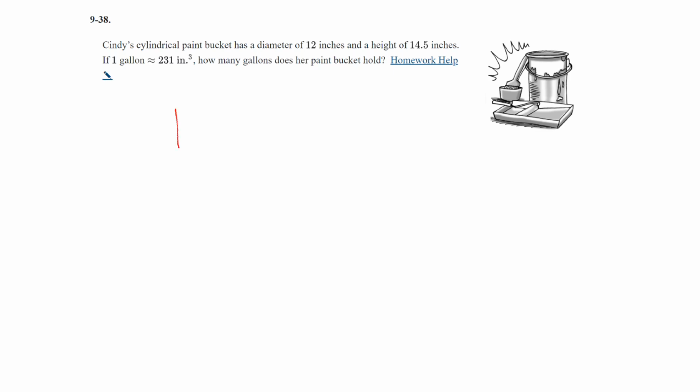So we have our paint bucket here, and the diameter is 12 inches. So across here is 12 inches, which means the radius is 6 inches. And we have a height of 14.5 inches. And we're looking at volume.